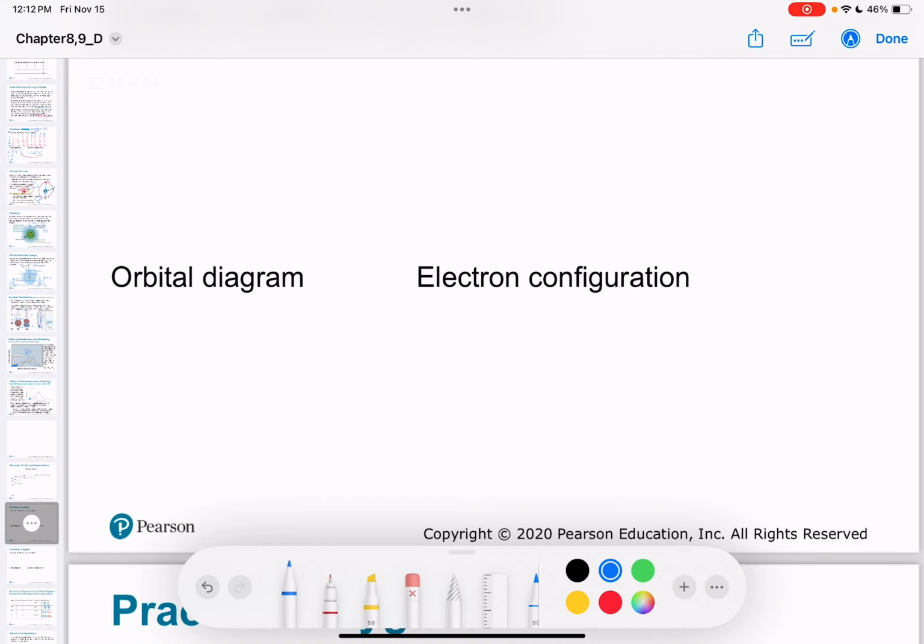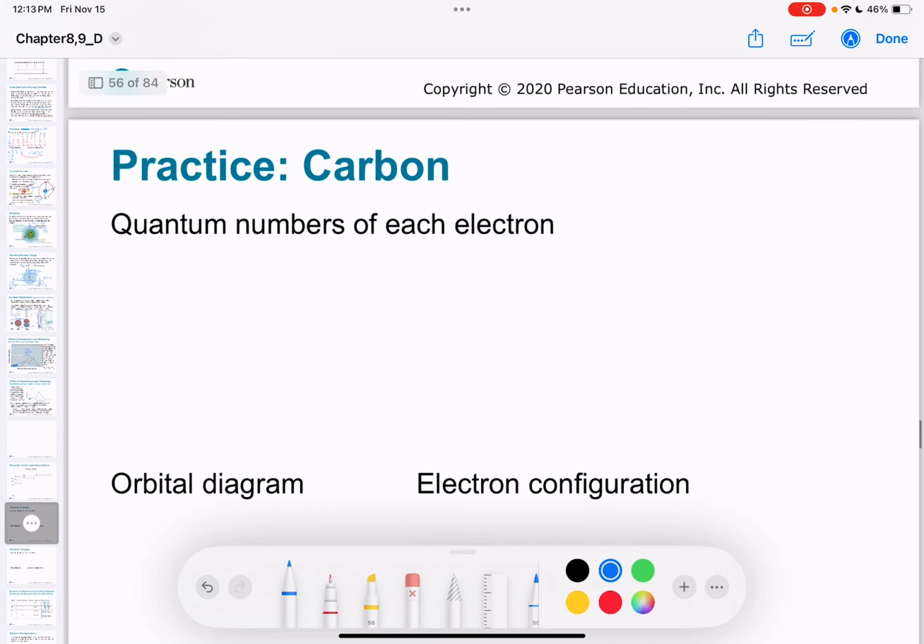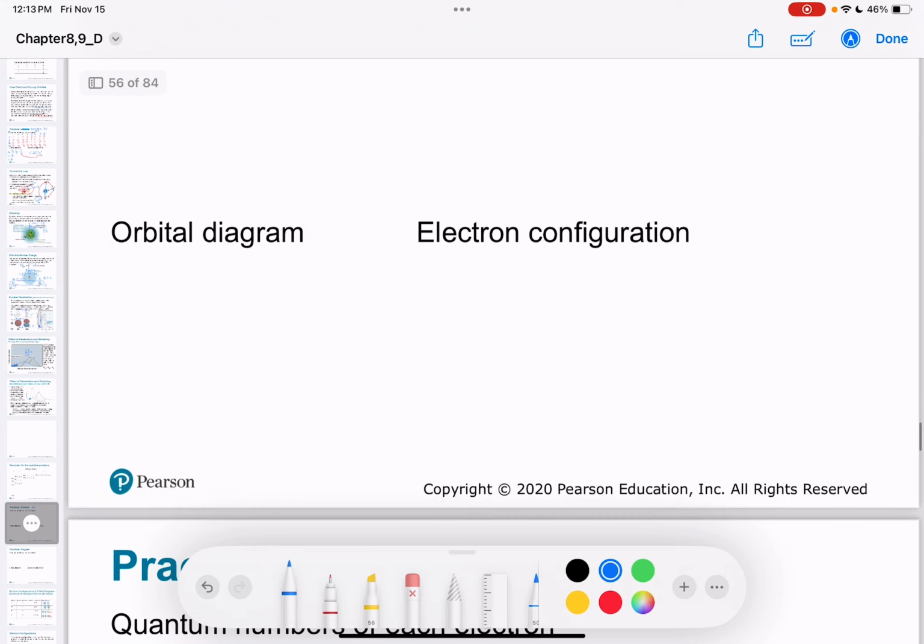Okay, you better have paused the video. All right, so carbon. First thing is figure out how many electrons there are. So it's element number 6. It's neutral, so 6 electrons. We're going to start at the bottom like we always do with the 1s orbital, then the 2s, and then the 2p.